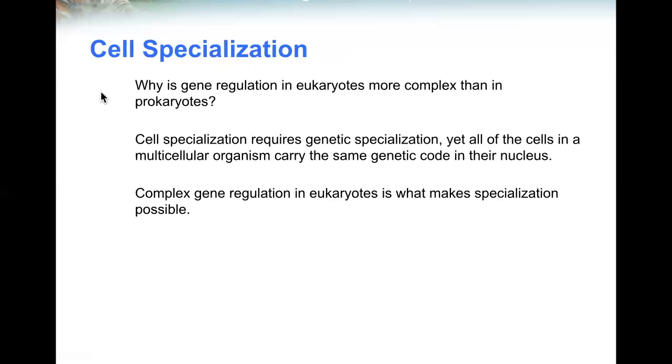Why is gene regulation in eukaryotes more complex than in prokaryotes? Cell specialization requires genetic specialization. Yet all of the cells in a multicellular organism carry the same genetic code in their nucleus. Complex gene regulation in eukaryotes is what makes specialization possible.